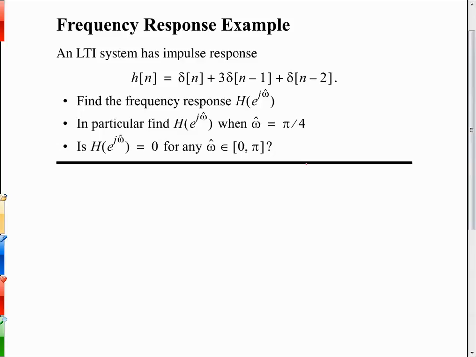So here we're given an LTI system that has this impulse response. So the first thing is finding the frequency response. So let's just take a few minutes and have you try to get the frequency response from that impulse response. And again, you're going to be using, remember the definition, H of e to the j omega hat is the sum from n equal to 0 to M of b_n times e to the minus j omega hat n.